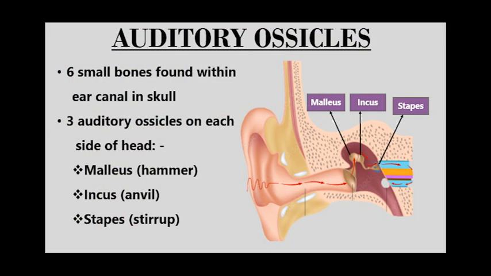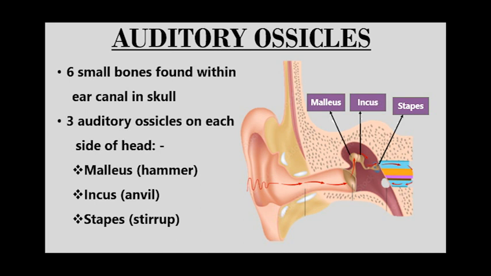Then we have the auditory ossicles. Altogether, 6 small bones are found within the ear canal in the skull. In the sense, 3 auditory ossicles on each side of the head. It involves malleus or hammer. There are 2 malleus or hammer, one on each side of the head. And the function of this malleus is to transmit the sound vibrations from eardrum to incus or anvil.